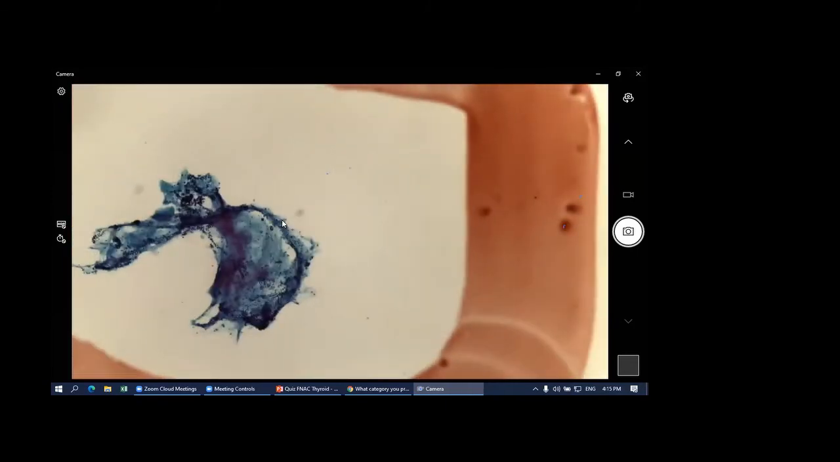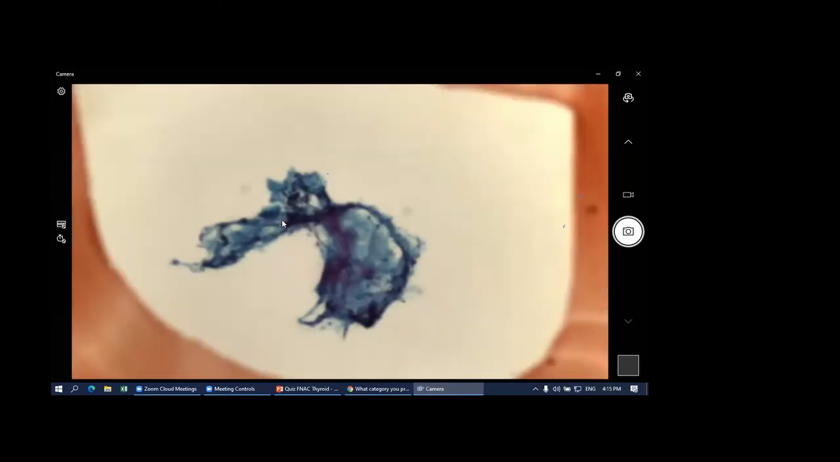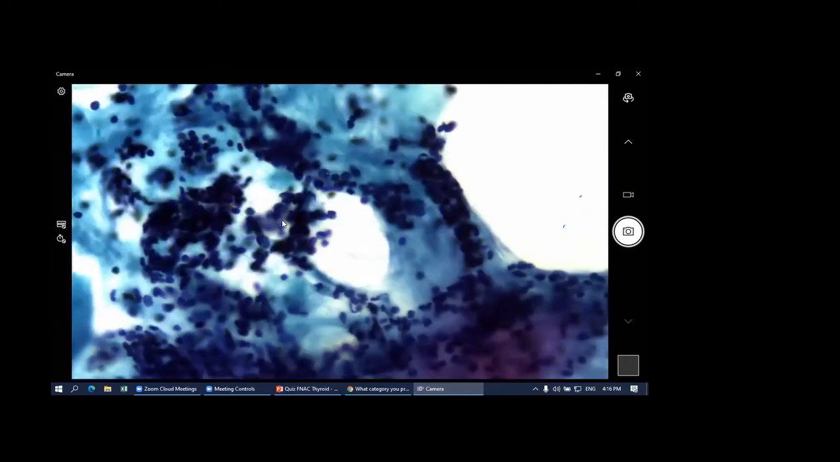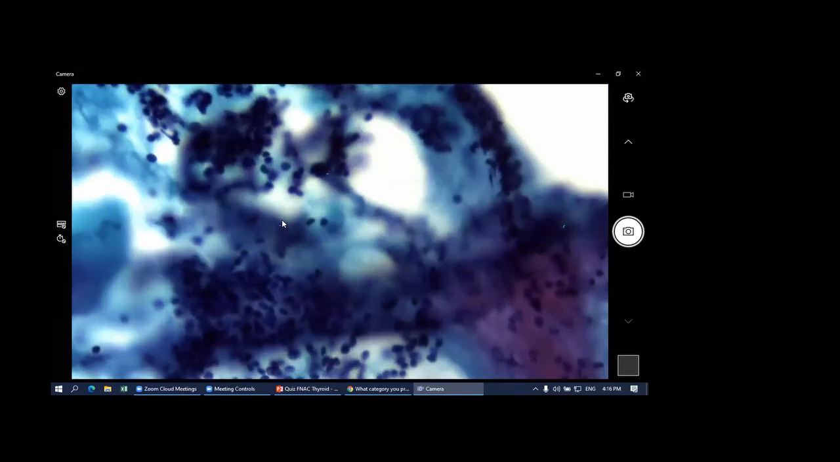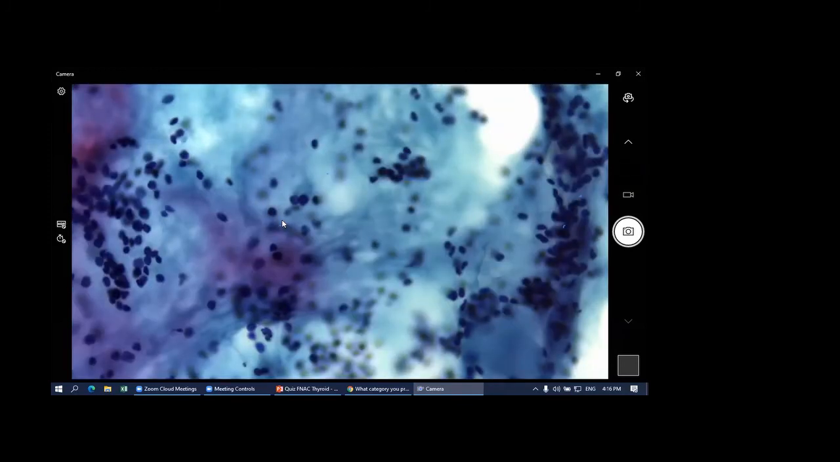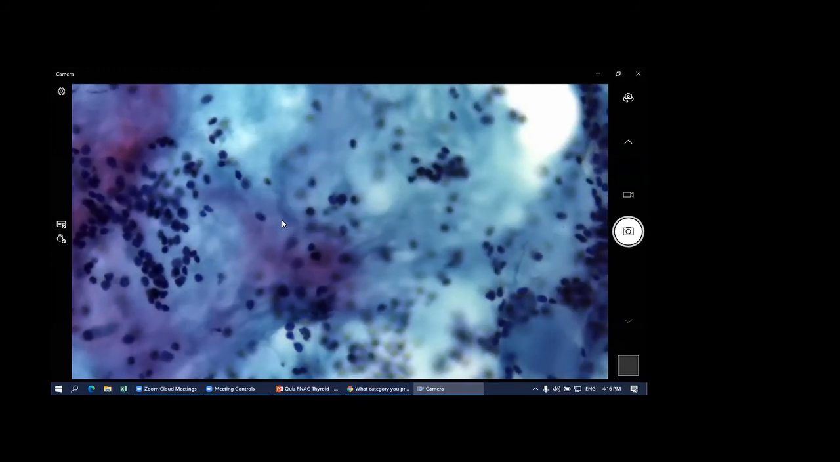But the area that I want to show is basically this follicular cells. You can see there's follicular cells, microfollicles. Don't move so much. Let me focus once more. Microfollicles. It's all benign looking, but the most important area is this one.